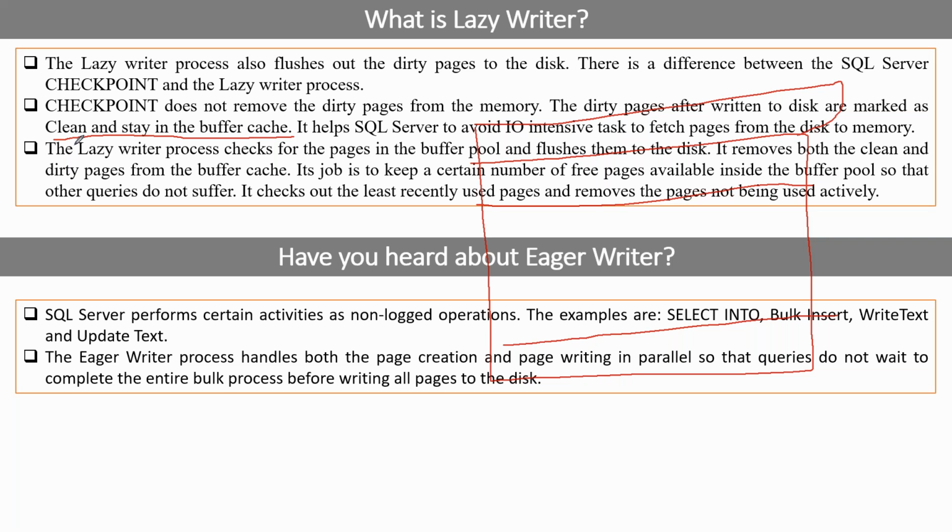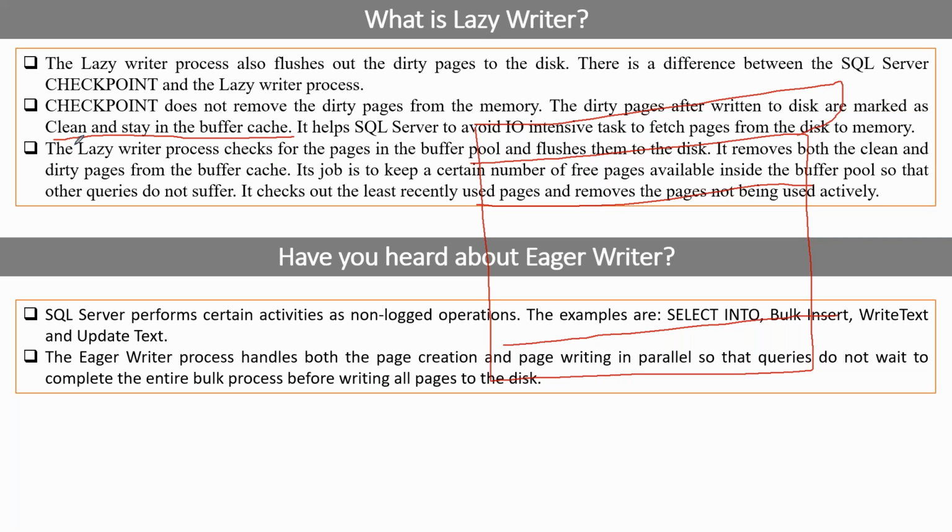See, your lazy writer process checks for the pages in the buffer and flushes them to the disk. It removes both the clean pages and dirty pages from the buffer cache. Its job is keeping a certain number of free pages available inside the buffer pool so that other queries do not suffer. In the real world, concurrent transactions are running. Many users, application users and customers will connect and perform multiple transactions. Make sure that memory is sufficient to perform all the queries. That is the purpose of the lazy writer.